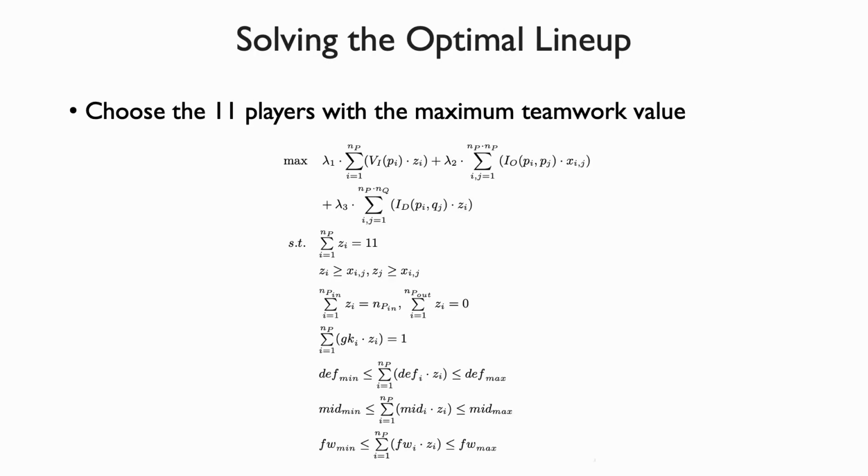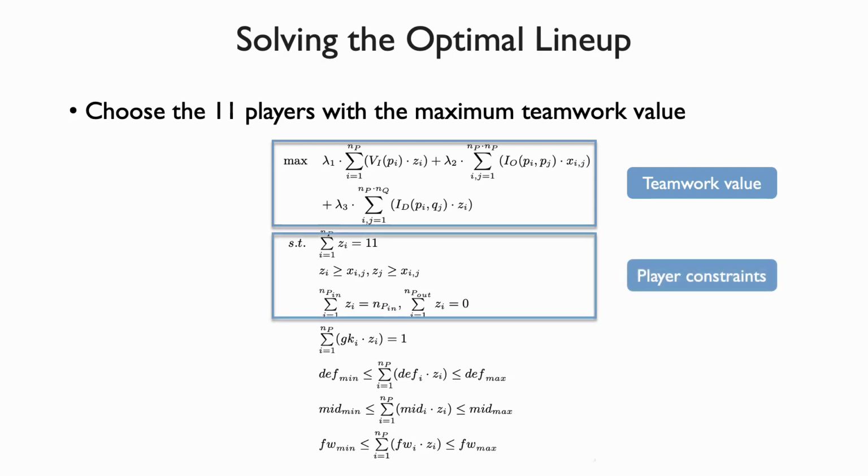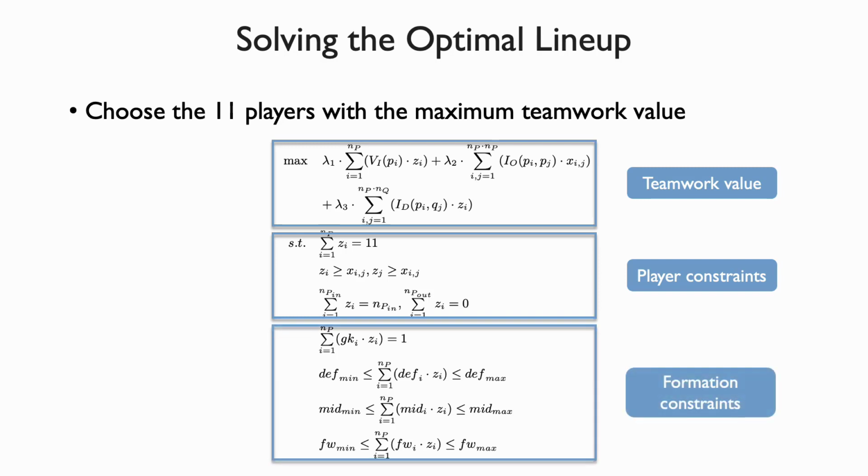Finally, we solve the optimal lineup by maximizing the teamwork value of the selected 11 players through integer linear programming. We consider important constraints in the optimization process, including the total player number, the players manually included by coaches and who cannot appear in the match, and the team formation.